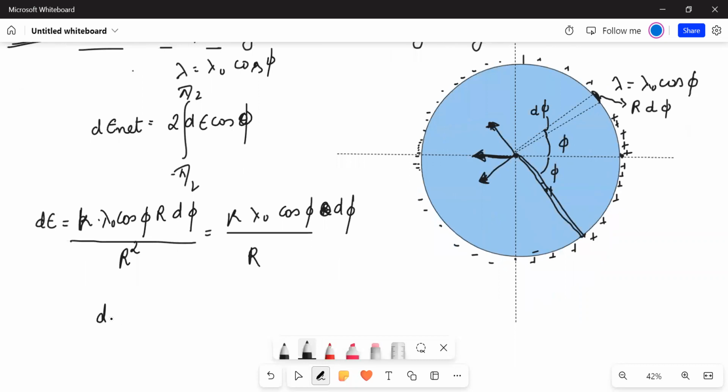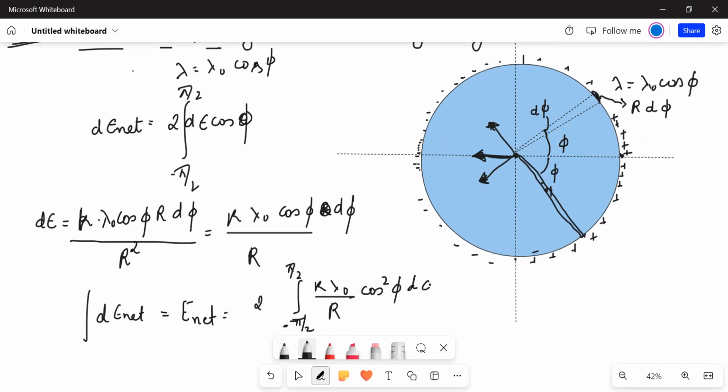So your net electric field E net would be equal to 2 times the integration from minus pi by 2 to plus pi by 2 of K lambda naught cos square phi divided by R, d phi. So it is 2K lambda naught divided by R, integrated from minus pi by 2 to plus pi by 2.